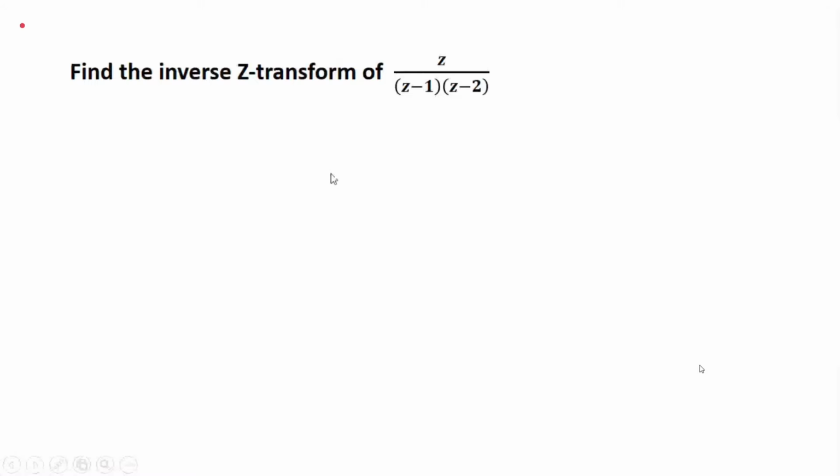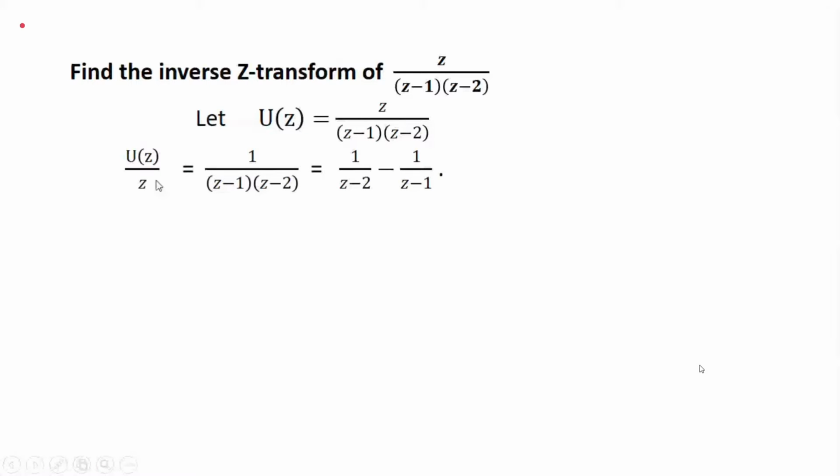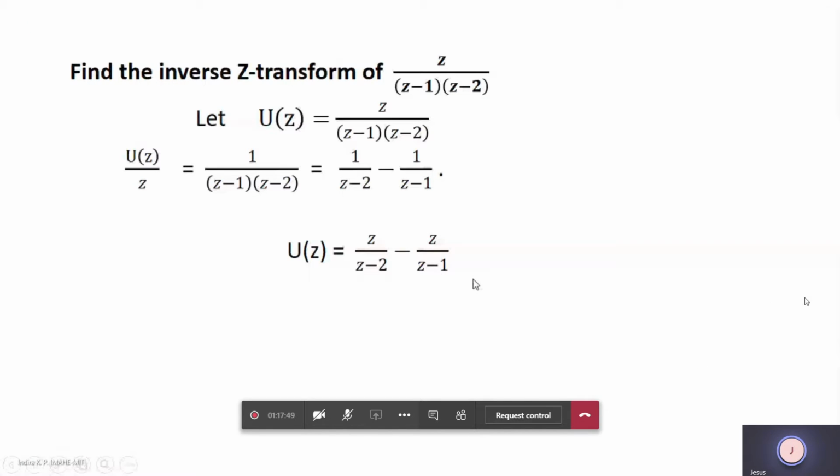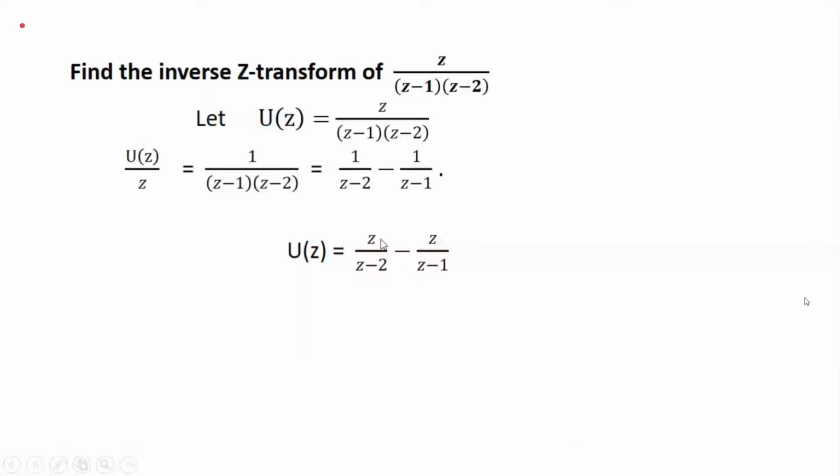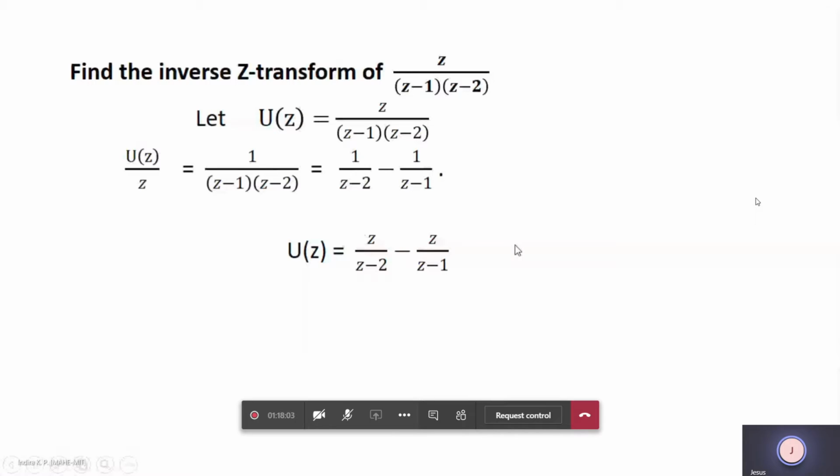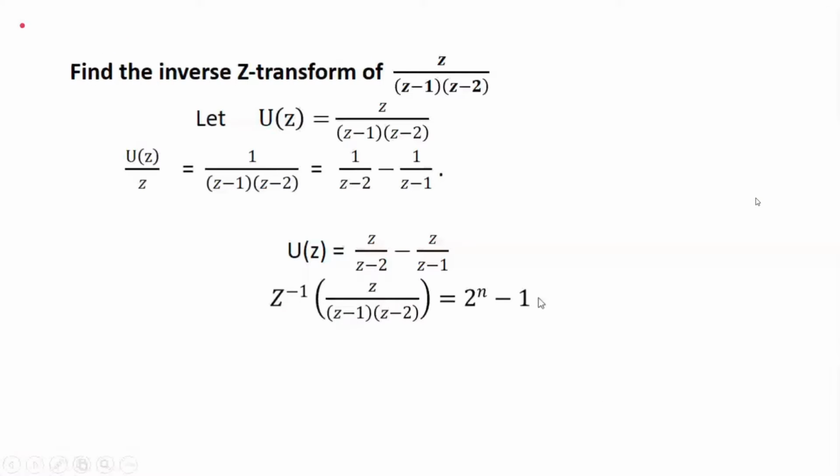Let's go for one more example. Find the inverse Z transform of this. This again is very simple. What you do is bring this z here, then take the partial fractions, A by (z minus 1), B by (z minus 2). So the partial fractions come out to be this. Z here will be z by (z minus 2), z by (z minus 1). Now for z by (z minus 2), what is the transform? For z by (z minus 1), the transform is 1.